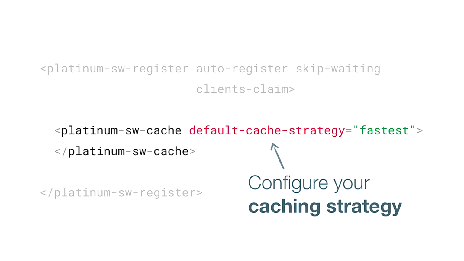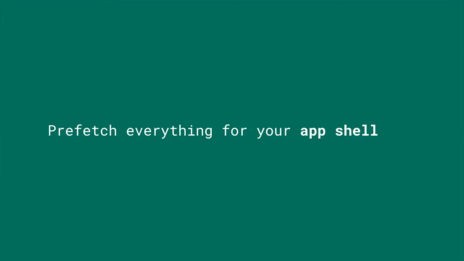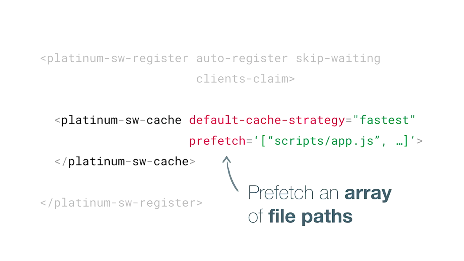I can actually also have this element be proactive and go out and start prefetching and pre-caching things for me as well. And kind of a general rule of thumb is prefetch all the things that are required for your app shell to render really quick for the user. Now, we can do that by configuring the element with a prefetch attribute. I can give it an array of file paths that I want it to prefetch and pre-cache for me.